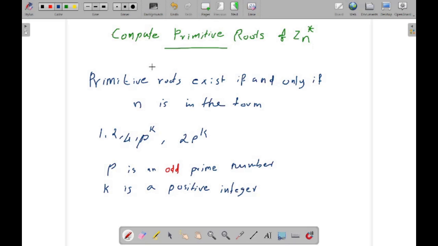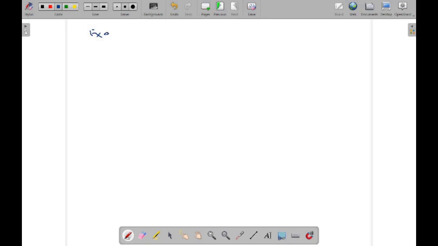Compute primitive roots of Z_n star. Primitive roots exist if and only if n is in the form 1, 2, 4, p raised to k or 2 into p raised to k, where p is an odd prime number and k is a positive integer. Let us consider an example: n equal to 10. Find the primitive roots of Z_10 star.